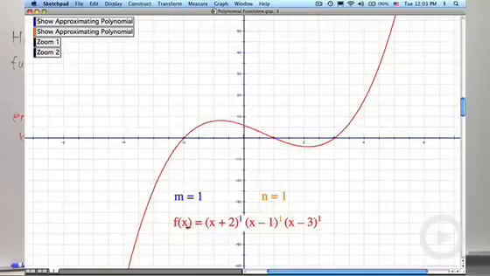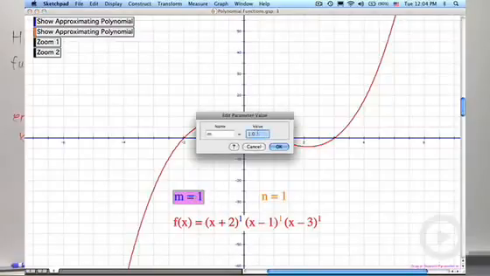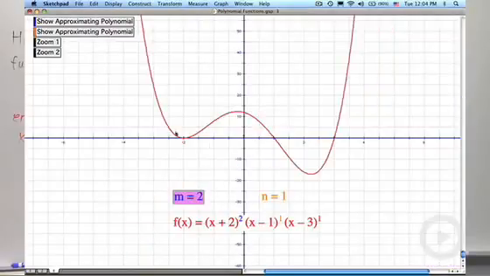Okay, here we are within Geometry Sketchpad. I've got the polynomial function f(x) = (x + 2)^1 (x - 1)^1 (x - 3)^1. And I can change these two exponents if I want to. Now, right now, this is a simple cubic function, right? It crosses the x-axis in 3 different places. So let me just show you. If I increase one of these exponents, you see what happens?